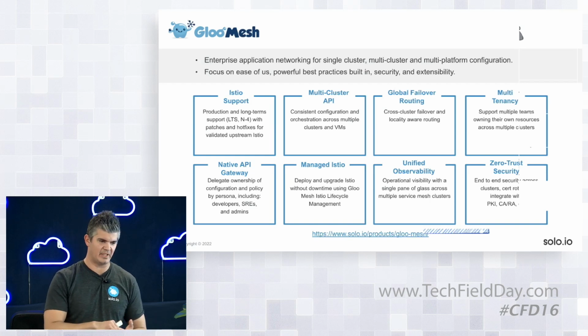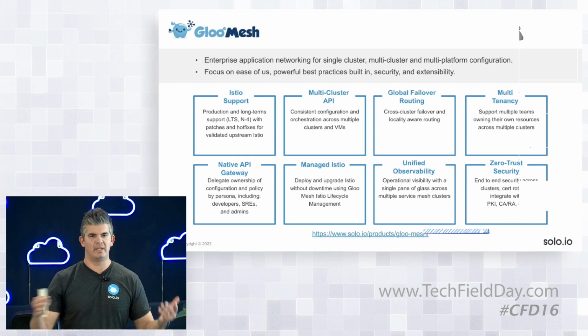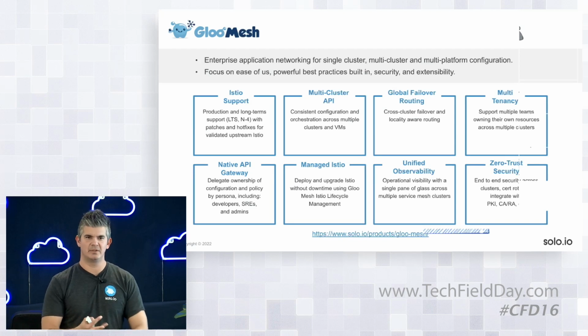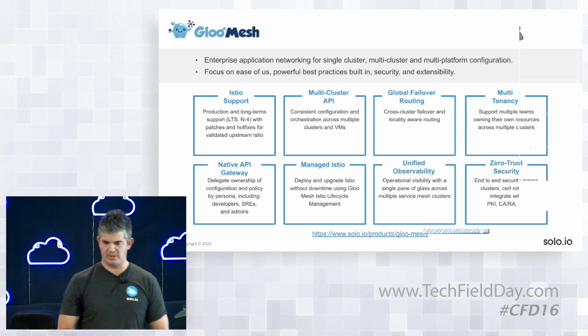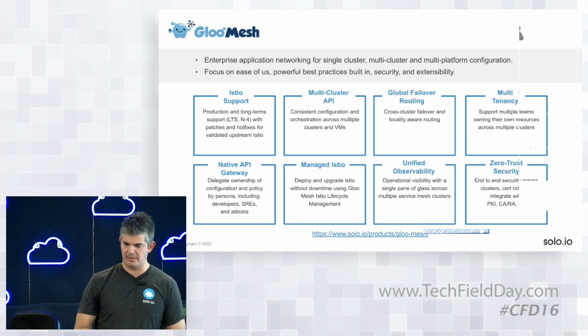When people adopt the technology, people don't want Istio. What they want is resilience. They want zero trust, and they want things like failover, high availability, and so on. We make that a lot easier to describe and to implement.